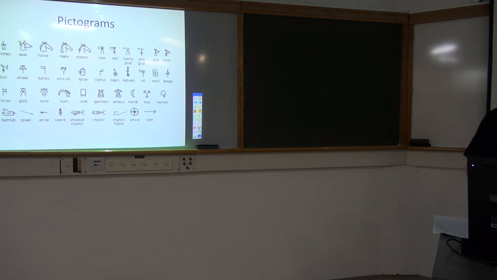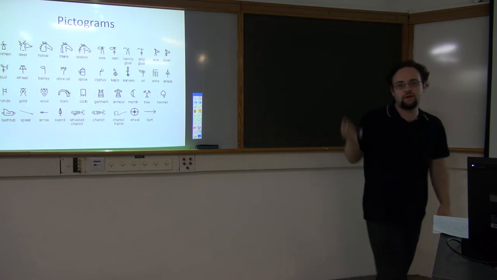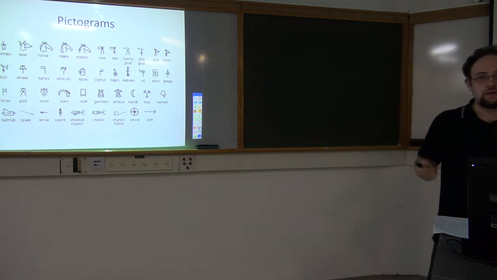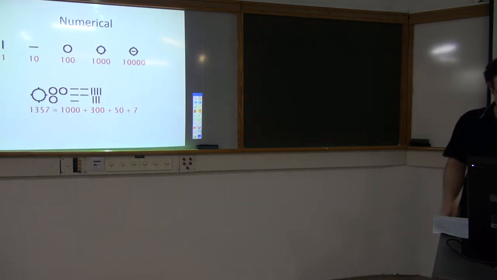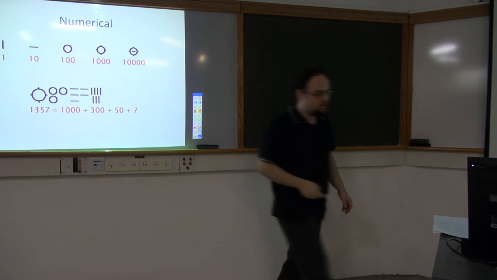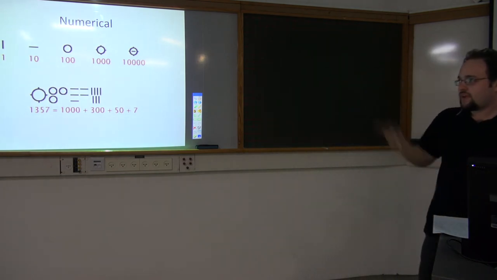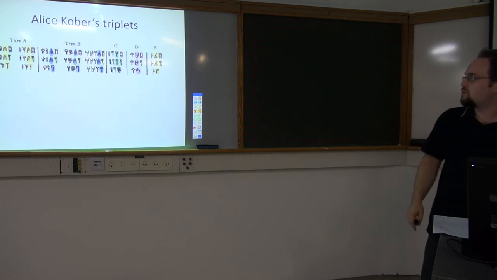And then came a woman named Alice Kober, who decided to systematically write down all the thousands and thousands of tablets that were found and try to find something interesting. And indeed she found out that there's a numeric system, with a sign for 1,000. I don't know what they do with more than 1,000. Maybe they don't have those tablets.